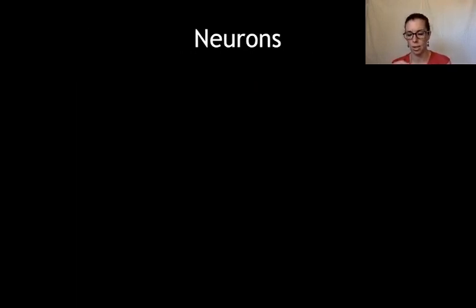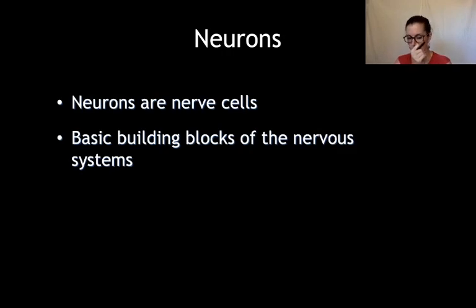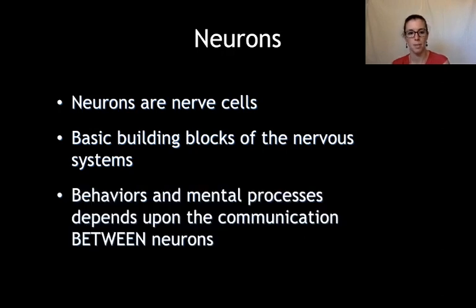But neurons are really the main cells in the nervous system because they're the ones that transmit signals. Okay. So neurons are nerve cells. They're the basic building blocks of the nervous system. Basically, neuronal communication among our neurons is the only reason we have any behavior or mental processes.